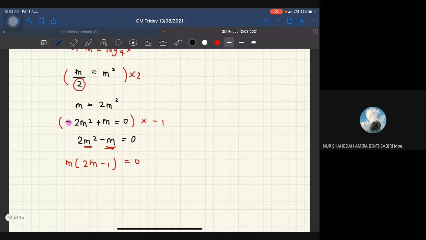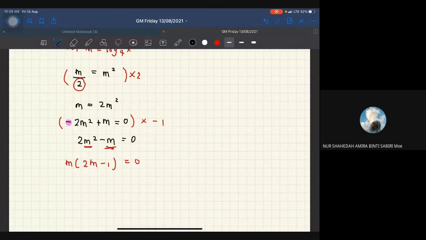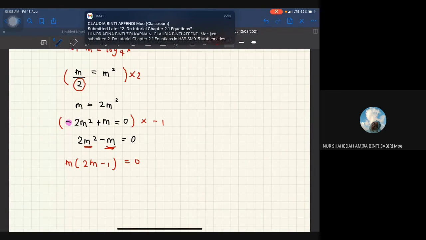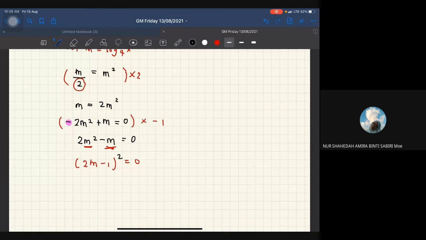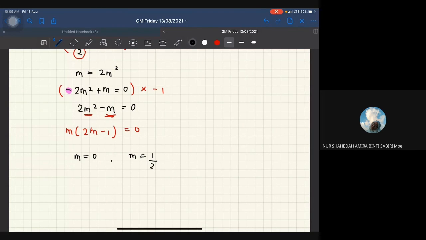Okay, sebab bila awak tekan calculator, awak akan dapat nilai x equal to 0 and also x equal to 1 over 2. Kadang-kadang ada student confused bila dia nampak x equal to 0 tu, dia jadi hilang. Dia jadi macam ni sahaja. Silap lah di situ. Okay, so kalau ada x equal to 0, maksudnya awak kena letak x sahaja. So dalam kes ni kita letak m sahaja. Okay. Right, so awak akan dapat m equal to 0, m equal to 1 over 2.